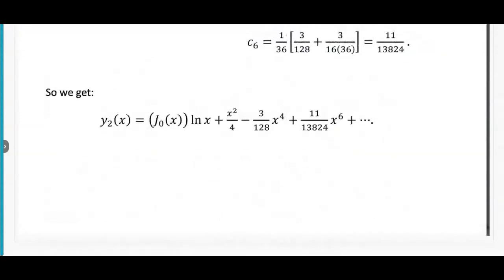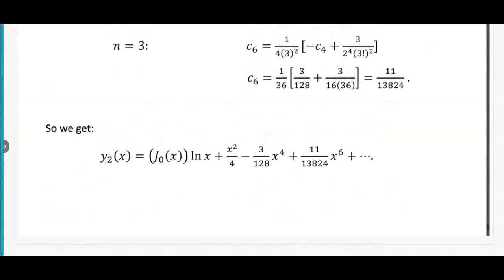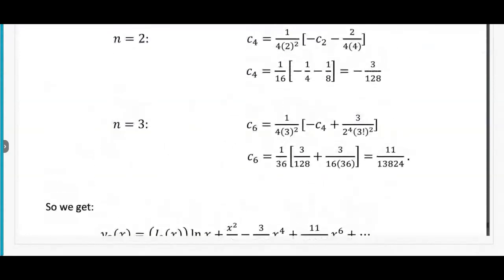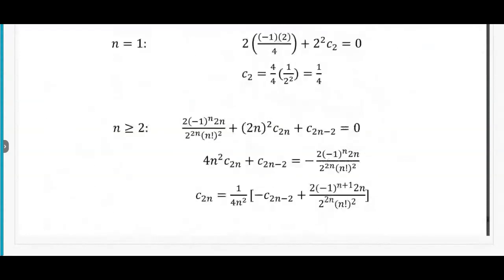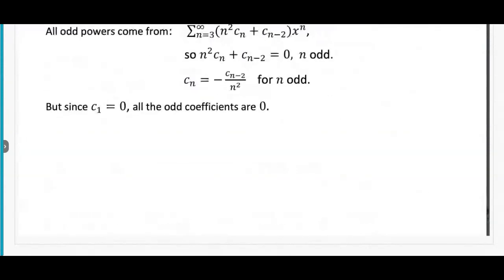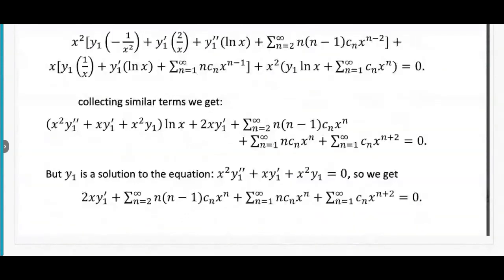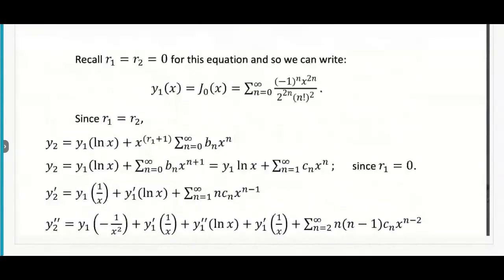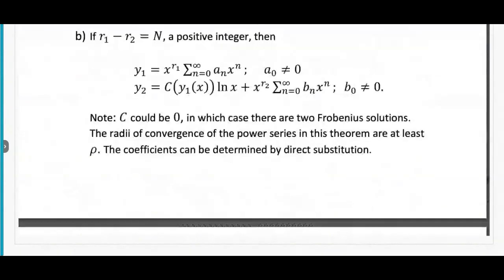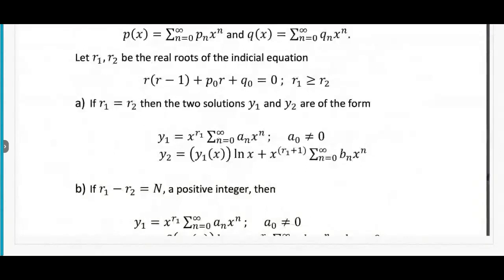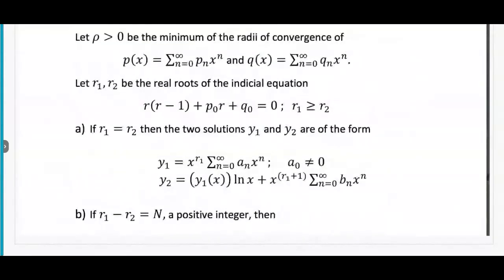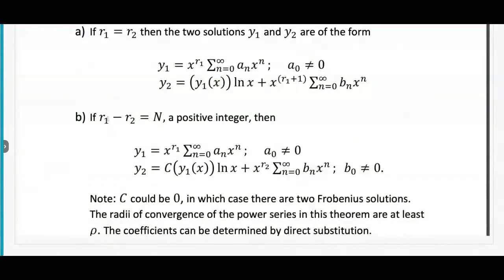That's it. So what's new for us? So the two kinds of new solutions. One is a log case. One is a non-log case. With a log case, we have this theorem, for the two solutions being the same, or for the two differing by an integer. With the two differing by an integer, we have this C.